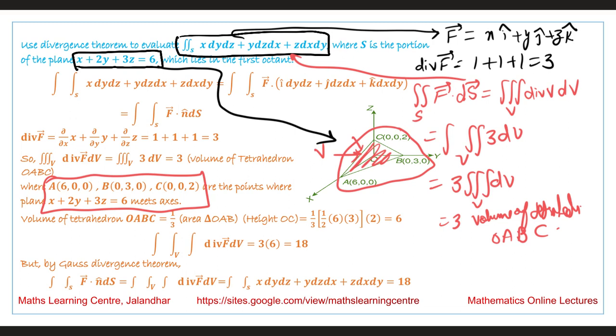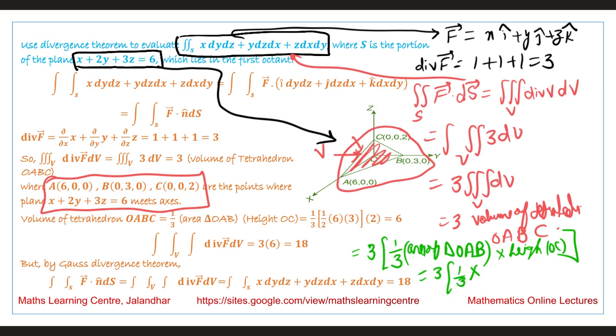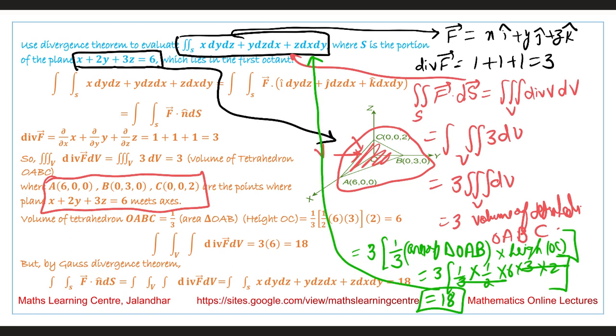And the formula for the volume of a tetrahedron, we know that is equal to 3 times 1 by 3 times the area of triangle OAB into the height OC. So we are writing this is equal to 3 into 1 by 3 into 1 by 2 into 6 into 3 into 2. So 3 into 2 gets cancelled, and the answer we obtain is equal to 18, and this is the value of this integral.